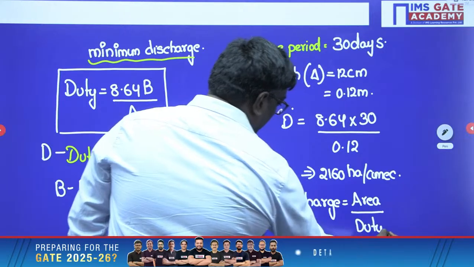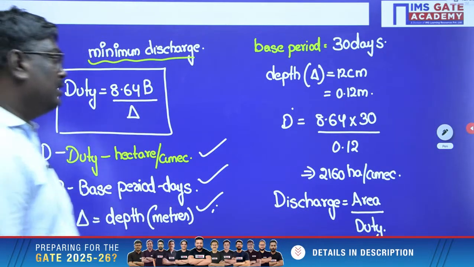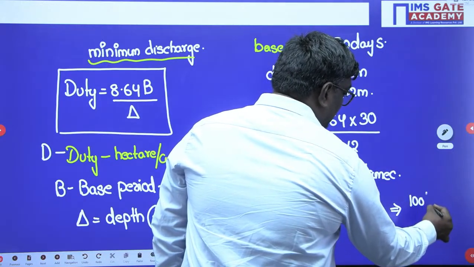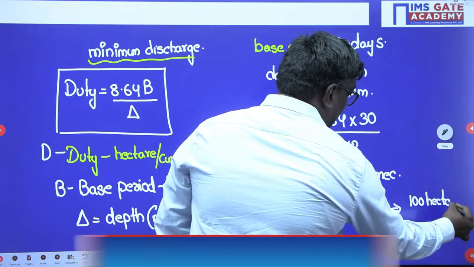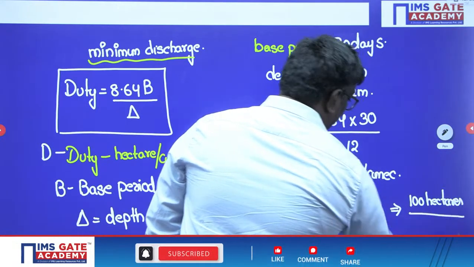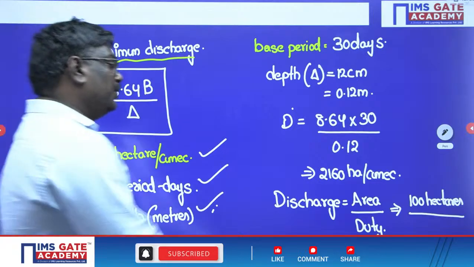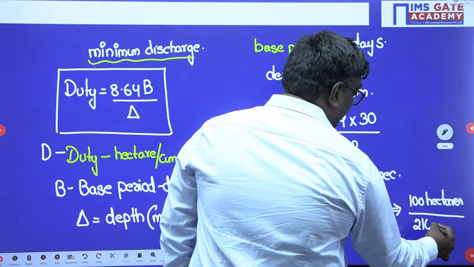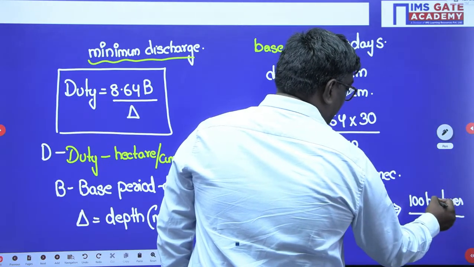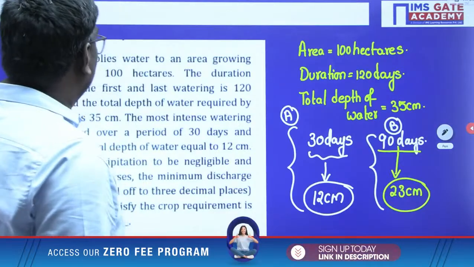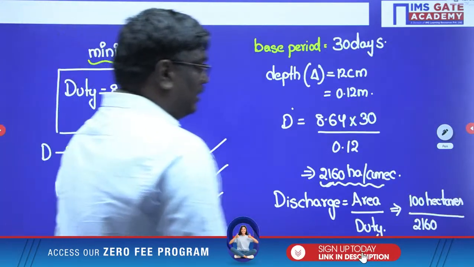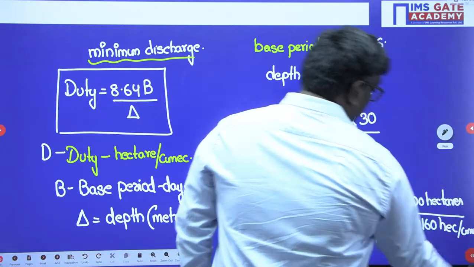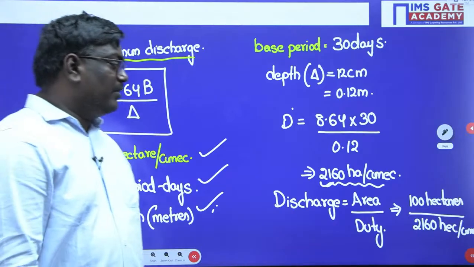Discharge is equal to what, sir? Area upon duty. So what is area? Area is 100 hectares, upon duty. What is duty? Duty is nothing but 2160. Area is given as 100 hectares, sir. Yes. And duty is 2160 hectare per cubic. So 100 divided by 21.60.